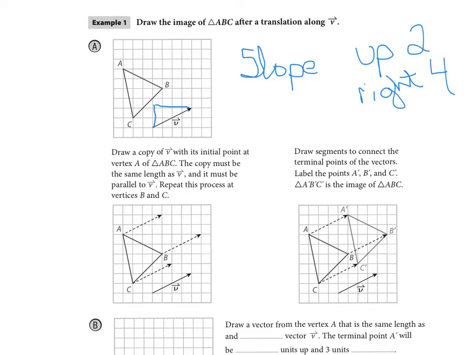If you look down here, A goes up 2, right 4, and it gets us to A prime. B goes up 2, right 4, and gets you to B prime. And C also moves up 2 and over 4, giving you C prime. And if you see these lines where it's showing the movement, they look just like the vector, okay? Just like the vector.